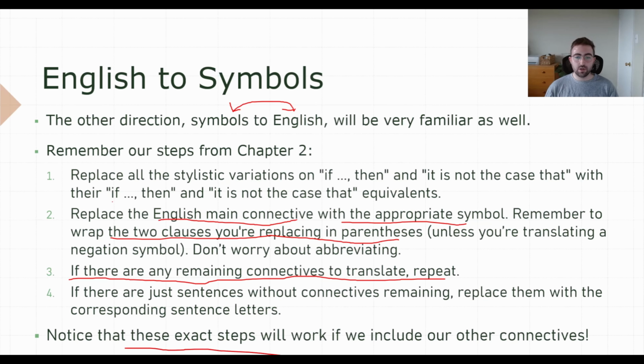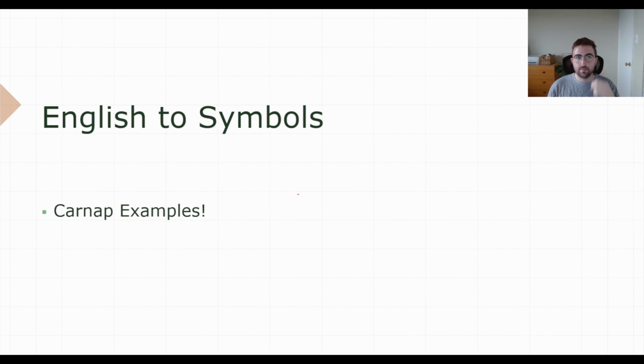These exact steps will work if we include our other connectives. We just have to remember that in step 1, not only do we have to replace the stylistic variations of if then and it is not the case that, we have to replace stylistic variations of and symbol claims, of or symbol claims, and of if and only if then claims. So I'll do some Carnap examples now to show you how we'll do this in our system, but it's basically the same as you've already been doing. All right.